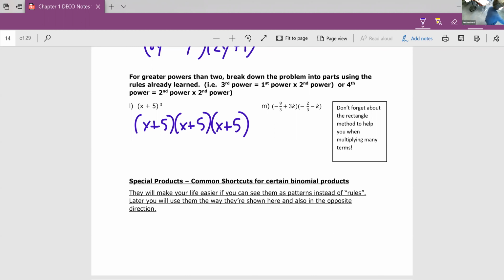Pick 2 of these to multiply together. Take that answer and then multiply it times the other x plus 5. Make sense? Do we need to go through that together? Y'all want to see that or not? You want to see it? Okay. So you guys on your paper multiply x plus 5 times x plus 5. I'm going to give you a second to do that, and then you're going to tell me what it is, and I'm going to put it up here and we'll finish it out together. So you just do the x plus 5 times the x plus 5.